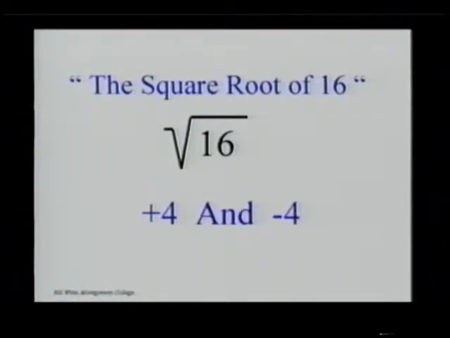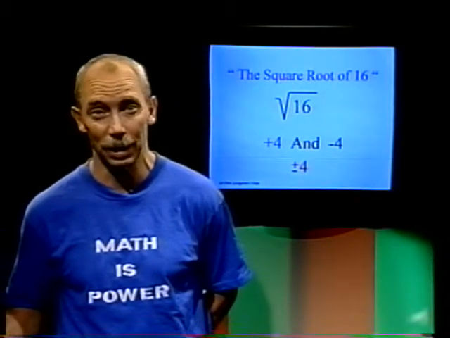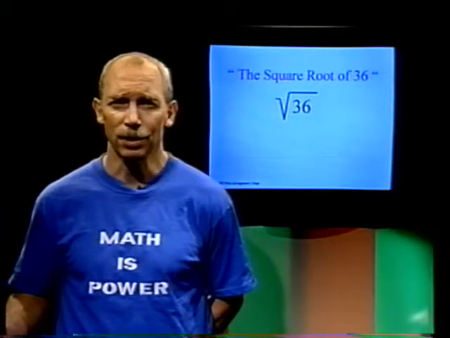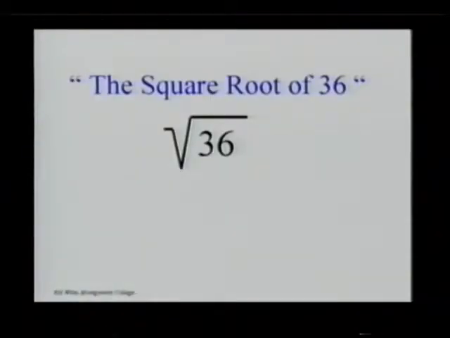Which is why sometimes you'll see something that looks kind of like this. The answer is 2 answers, plus, because you're too lazy to write plus 4 and minus 4, plus and minus 4. That's what that little symbol means, plus and minus 4. We'll be seeing that a lot coming up, especially this week and next week. What about this? The square root of 36, we know it's 6. Is negative 6 a viable answer?